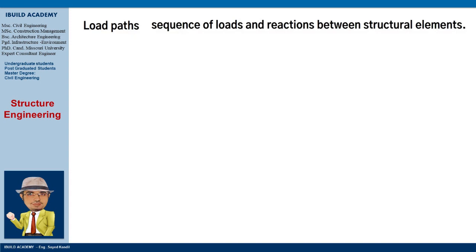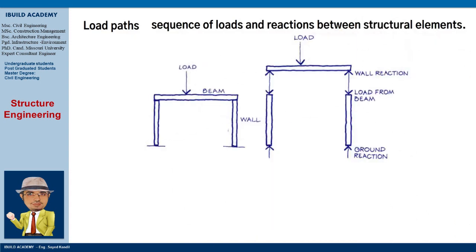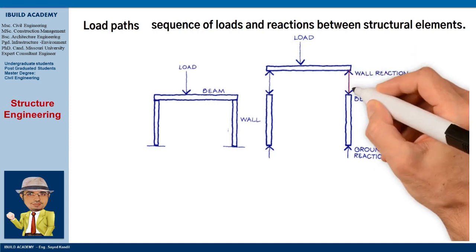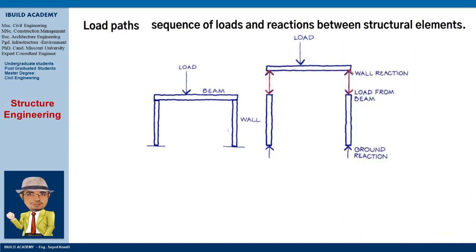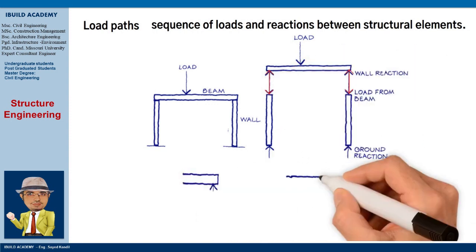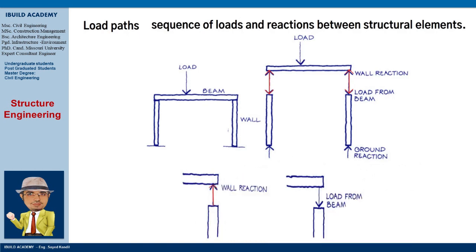For the simple example of a beam on two walls, the reactions of the beam cause loads on the walls. The double-headed arrow between the beam and the walls represents the reaction and the load. The upper arrow represents the wall providing a reaction to the beam, and the lower arrow represents the beam causing a load on the wall.